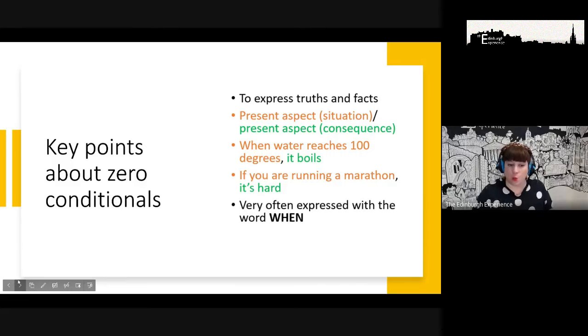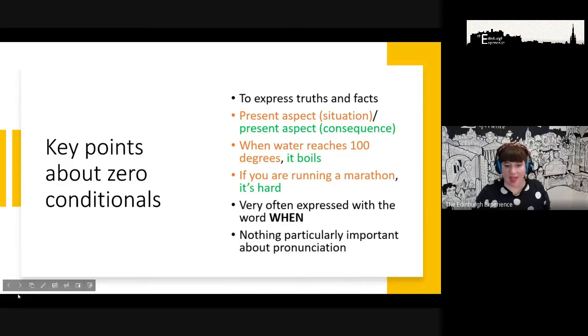Okay, when we are talking about the 0 conditional, it's really common to see the word when, and that's because we're talking about truths and facts. So it's something that reoccurs all the time. And in terms of pronunciation, there's nothing terribly important I need to consider here. Do just remember, in general, when you're speaking, we want to try and emphasize our content words in English rather than our structure or our function words.